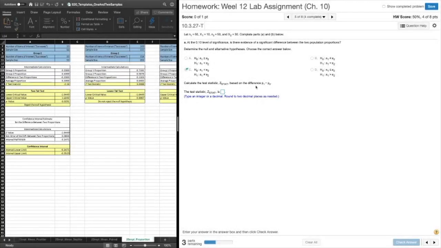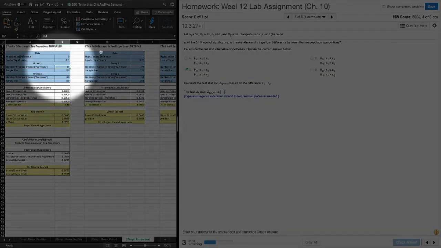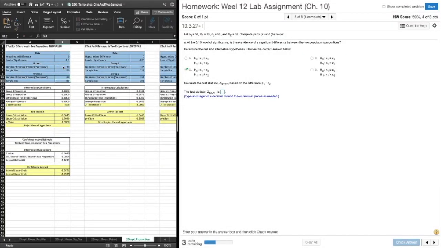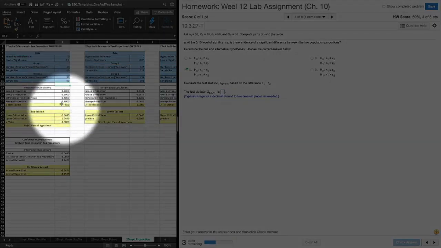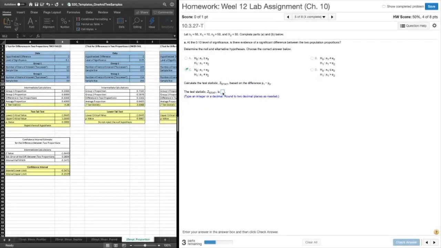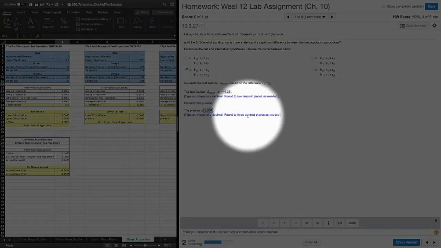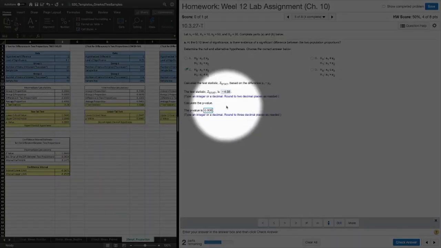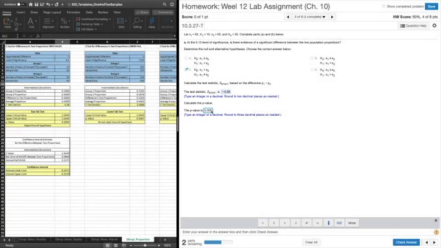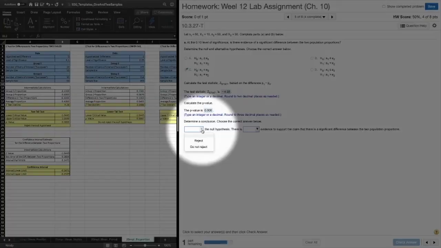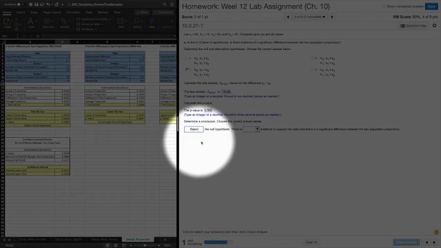Calculate the z-stat based on the difference P1 minus P2. Let me punch those numbers into here. Okay, and now I can read the z-stat, the critical values, the p-value, and anything they ask me for. They're asking for 3 decimals, so even though this is the same number, I'm just going to make sure I only put 3 zeros in here. Obviously, with a p-value that low, we reject.